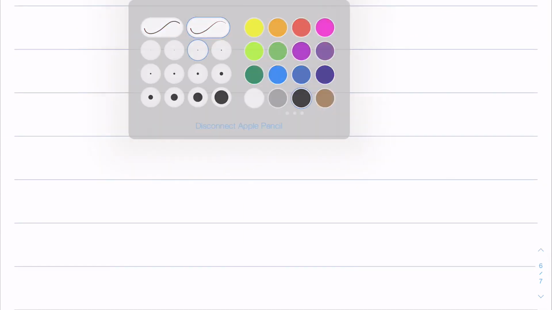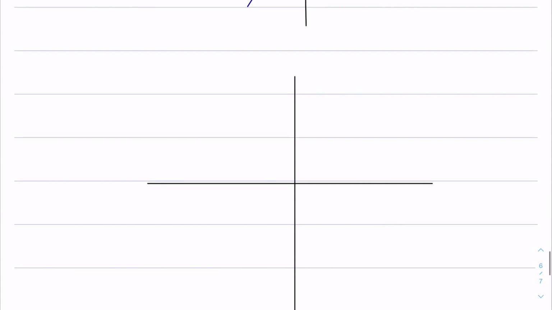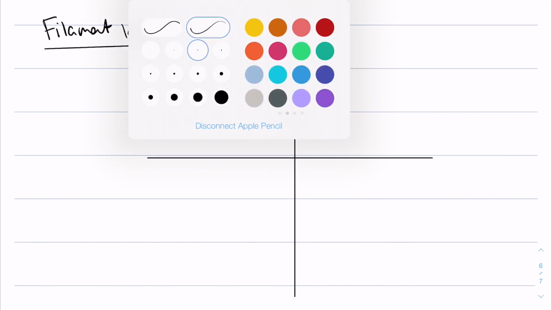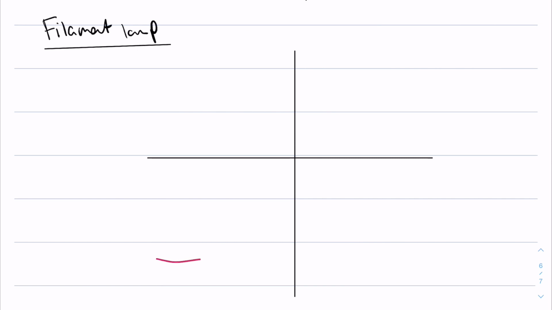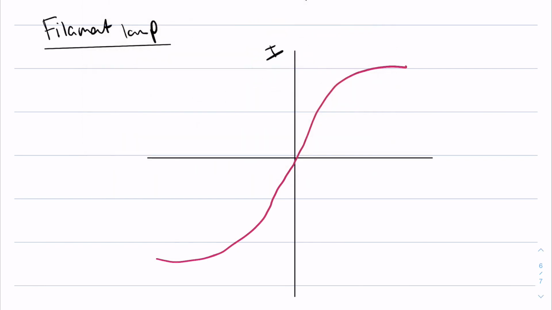Good, so let's look at the last two characteristic graphs. That one is for the ohmic conductor. Let's look at one for the filament lamp. Filament lamps are non-ohmic conductors because the IV graph is not linear. The resistance changes as the lamp is switched on. Let's do this one in a different color, let's go for pink. This one looks like this, an S shape, and I've been a bit of an amateur and not labelled my axes.